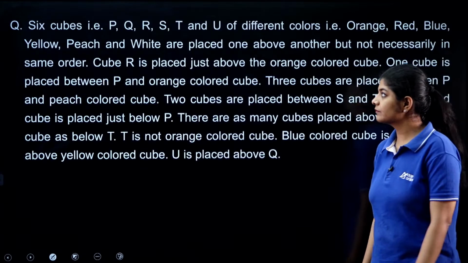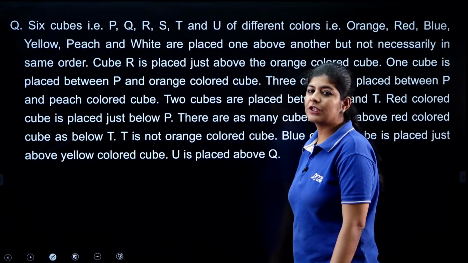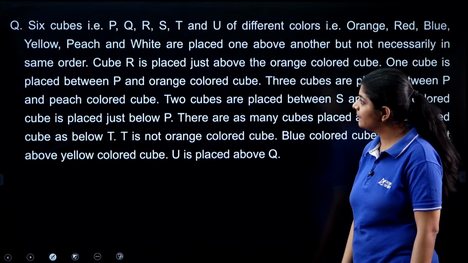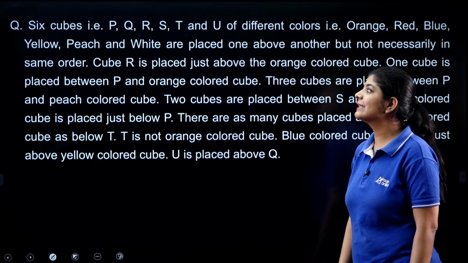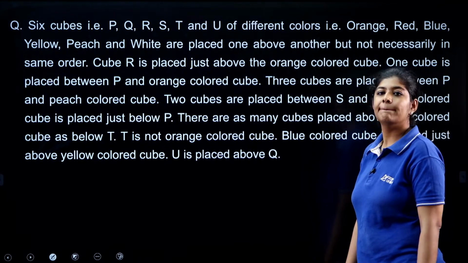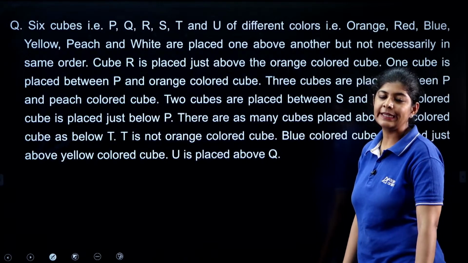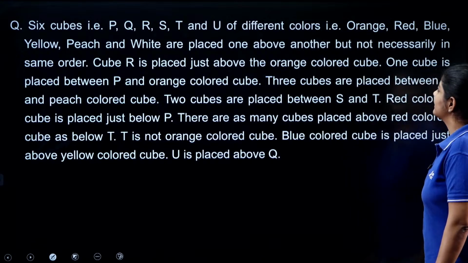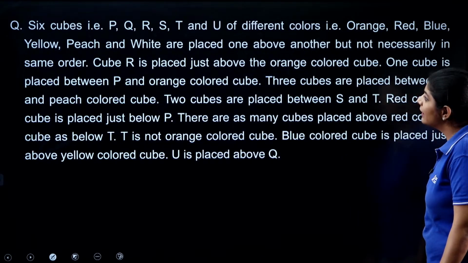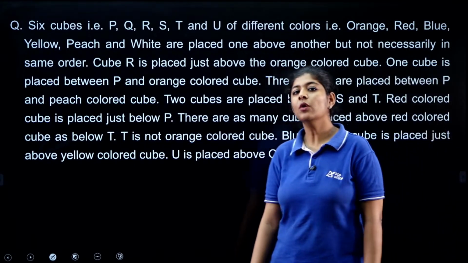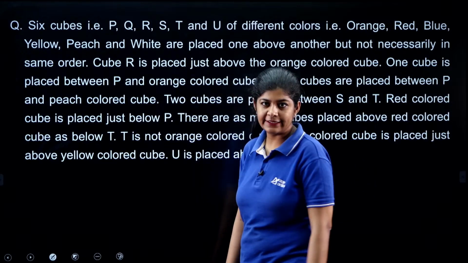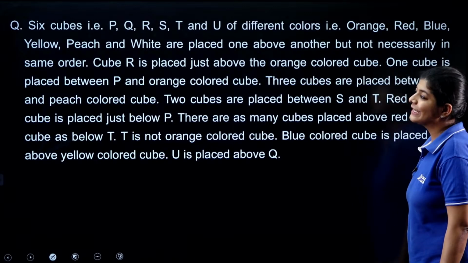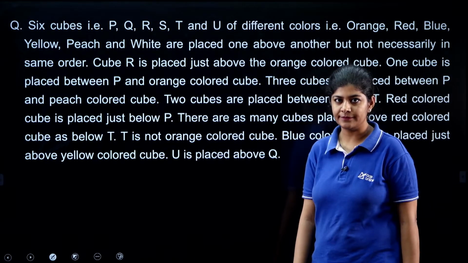Next, the next question is from the puzzle section. Here we have a very small puzzle. The question says that 6 cubes, that is P, Q, R, S, T and U, of different colors, that is orange, red, blue, yellow, peach and white, are placed one above another but not necessarily in the same order.